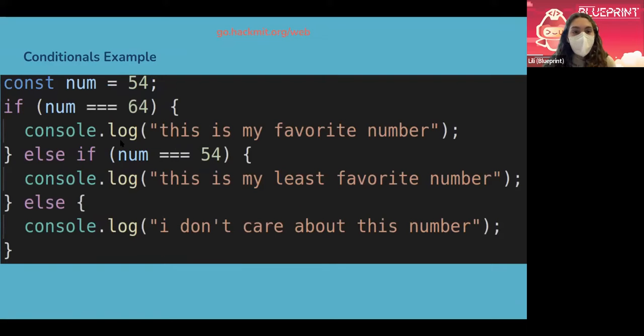All right. So we also have another example here where let's say we have multiple conditions we want to test. So we want to say if it's 64, we're going to do something special. If the number is 54, we're going to do something else special. And then in all other cases, if it's not 64 and it's not 54, we'll say, I don't care about this number.